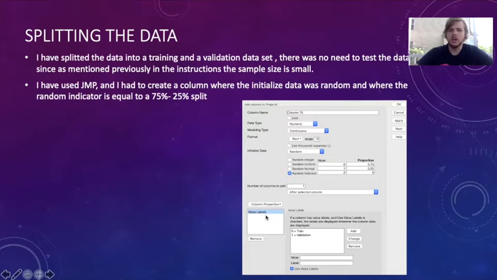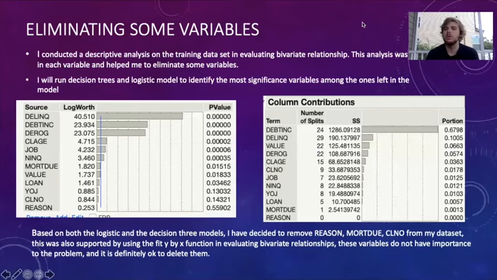I have also labeled my values. 0 is equal to training and 1 is equal to the validation data set. So after that, I have decided to split the data. I then eliminated some variables.